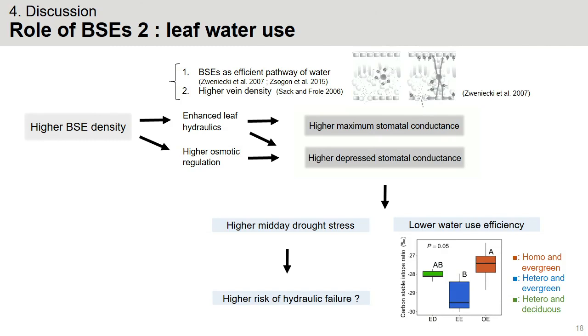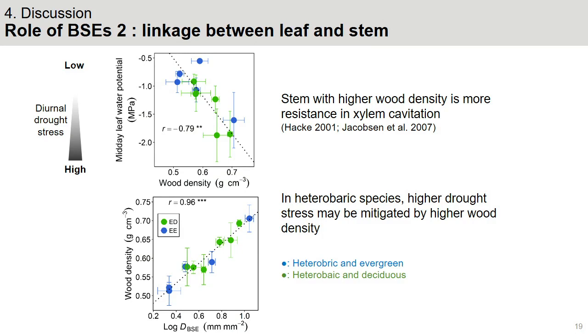These suites of traits may be beneficial in carbon fixation, but they have two disadvantages. First is the lower water use efficiency, so the leaves with such higher bundle sheath extension density consume more water, and they receive higher midday water stress, so increasing the risk of hydraulic failure. But this risk in hydraulic leaves may be mitigated by higher wood density. Previous studies suggest the stem with higher wood density is more resistant to cavitation. And we found a strong linear relationship between the bundle sheath extension density and wood density. So hydraulic species build more cavitation resistant wood to mitigate this risk.